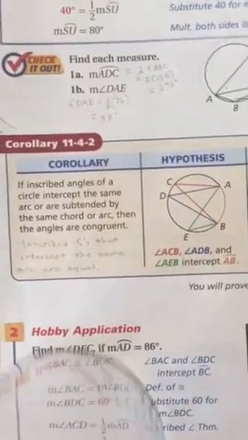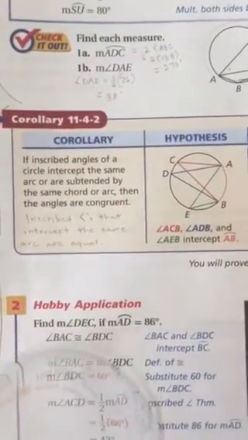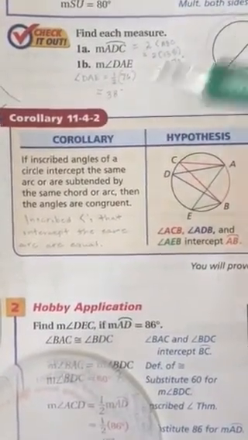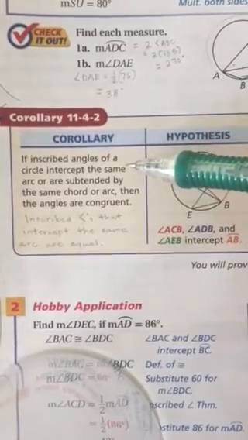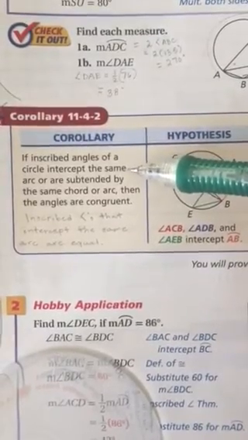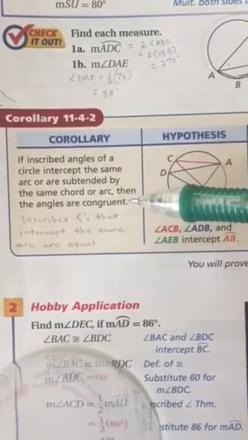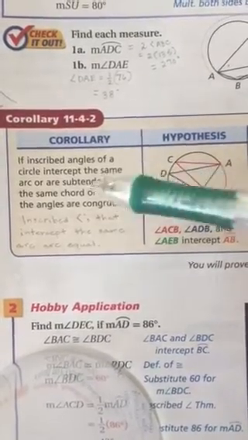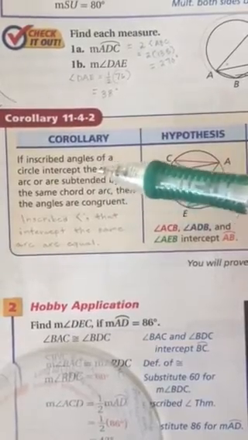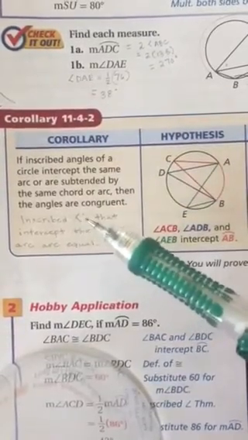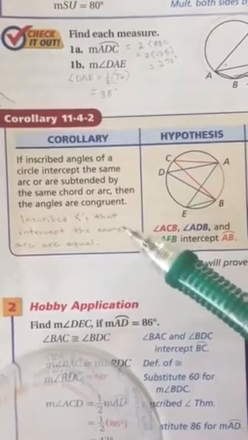Okay, so now we're going to move on to corollary 11-4-2, and that says if inscribed angles of a circle intercept the same arc, that means they share the same arc, then the angles are congruent. Now obviously I left out a little bit of the detail in there, but what it's saying is inscribed angles that intercept the same arc are equal. Let's look at what that means.